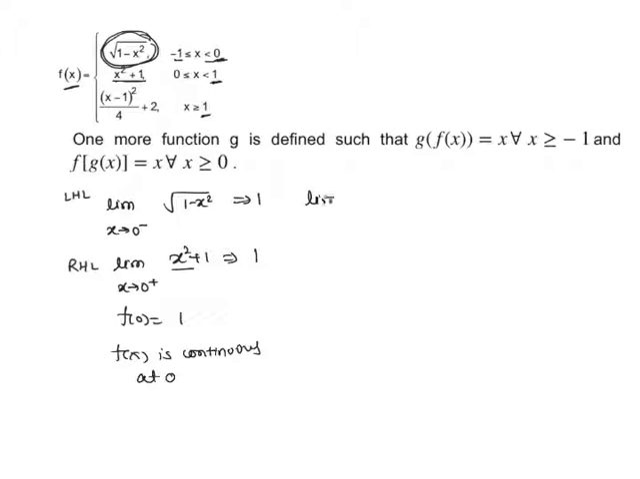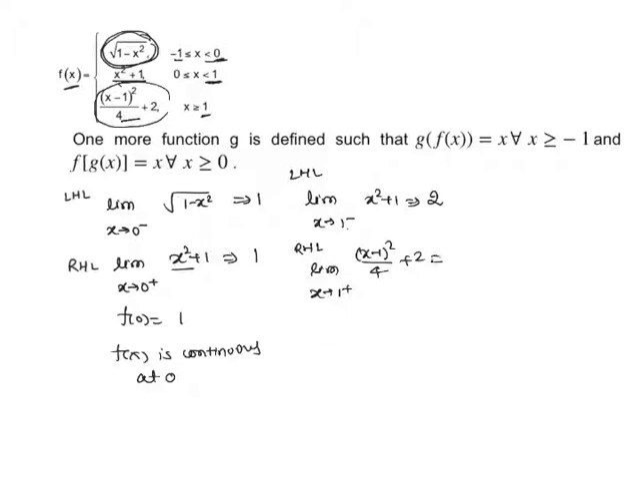So limit x tending to 1 minus, that is LHL. So left hand side of 1 is x square plus 1. So what value you will get? 2 we will get. Similarly, RHL. Limit x tending to 1 plus, right hand side is what? (x minus 1) whole square divided by 4 plus 2. So if I put 1, we'll get 2 only, and f of 1 also will come 2. So that means we can say f(x) is continuous at x equals to 1.